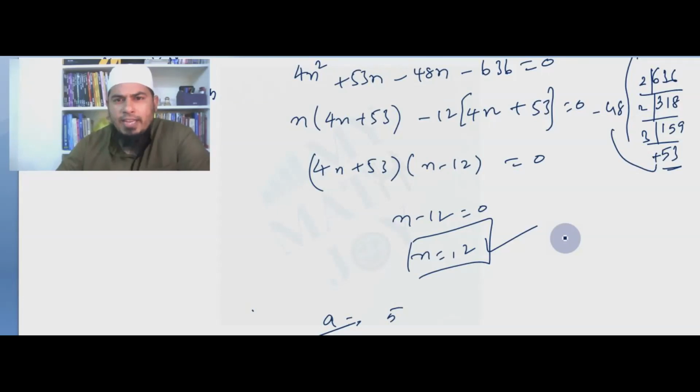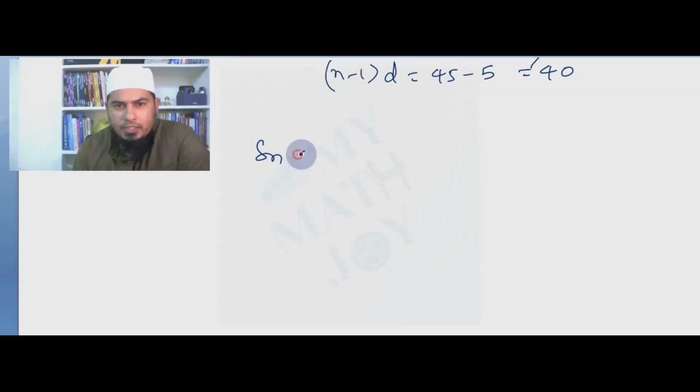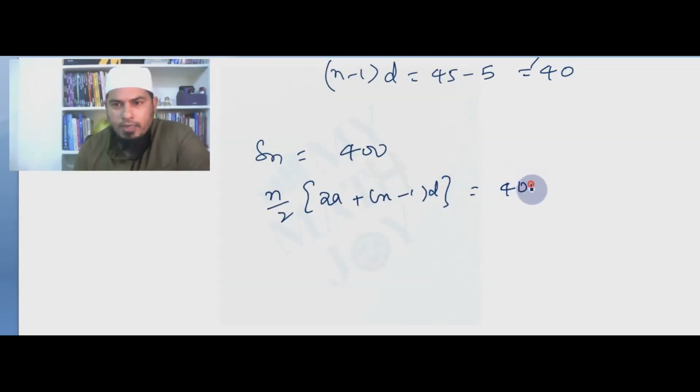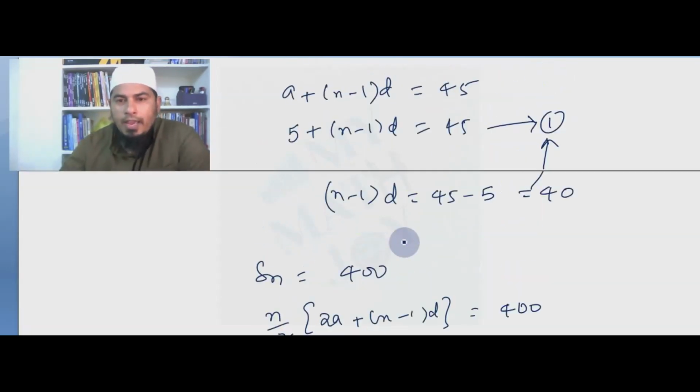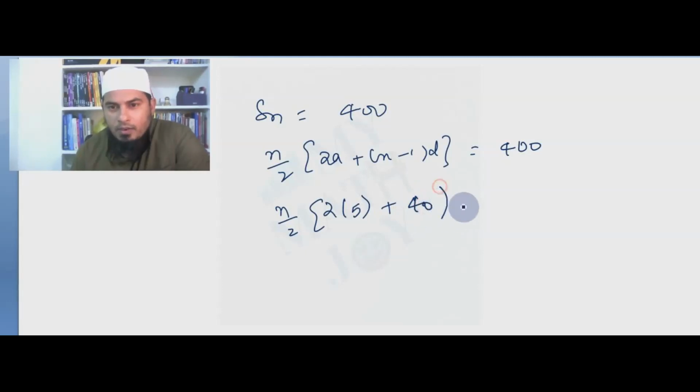Let us use the second SN formula. What is SN? SN is given by 400, then N by 2 into 2A plus N minus 1 into D is equal to 400. What happens here? N we don't know, I will keep N by 2. 2A we got, 2 times 5, plus N minus 1 D. From equation number 1 we got 40, so I can write here 40, is equal to 400.